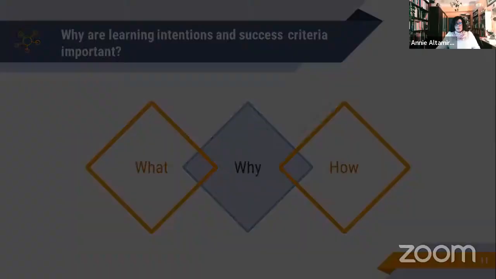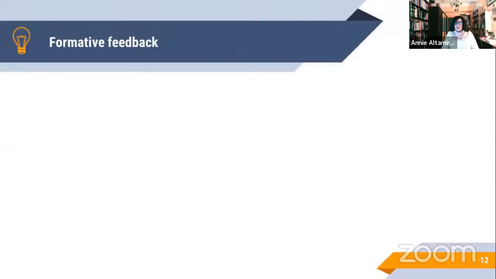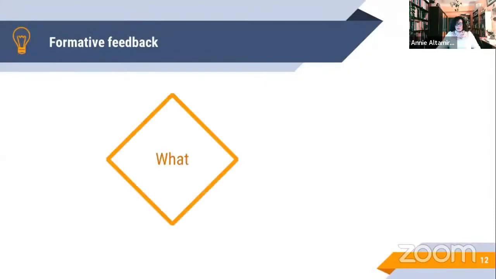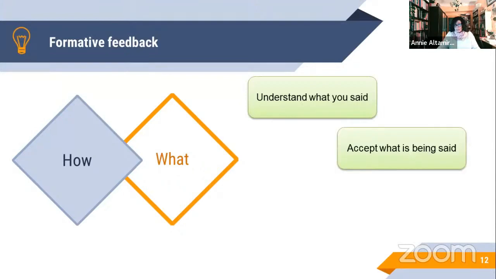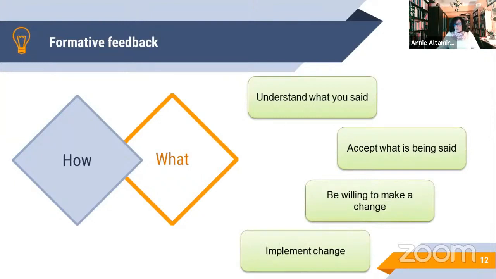So, let's have a look at formative feedback. Formative feedback focuses on what is said to the students and how it is said, so that they understand what you said, accept what is being said, be willing to make a change and implement the change. Because formative feedback is only useful and successful if the student's learning improves.